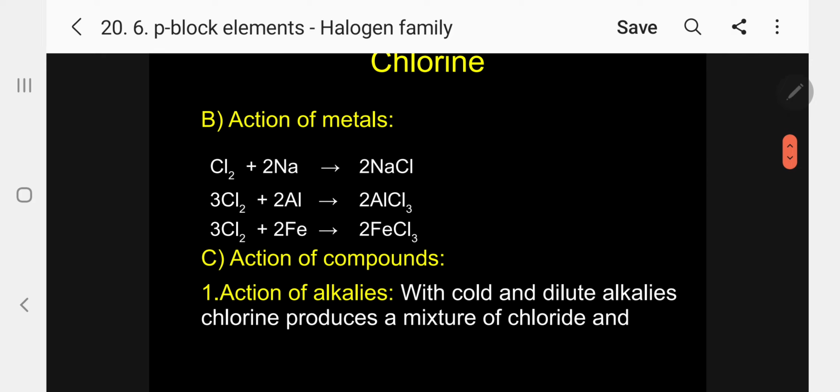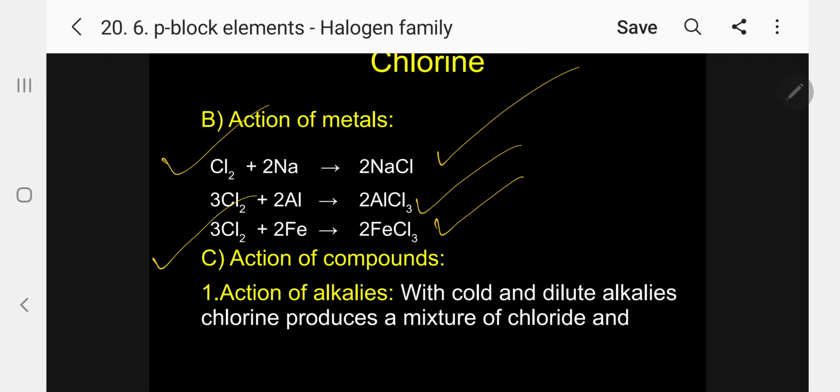Coming to the metals, action on metals. Chlorine reacts with sodium at suitable conditions to give sodium chloride. In the same way with aluminum, it gives aluminum chloride. With iron, it gives ferric chloride under suitable conditions.